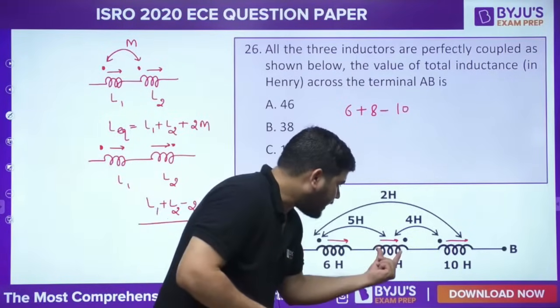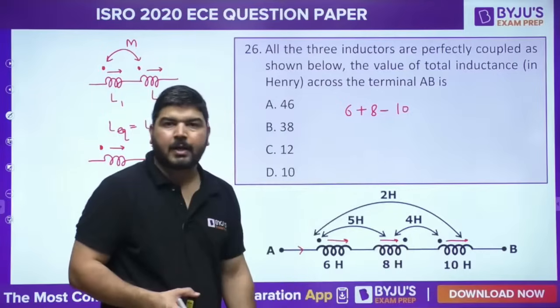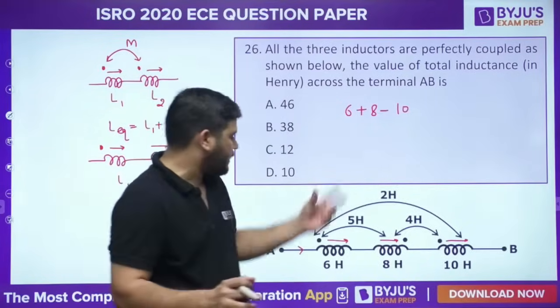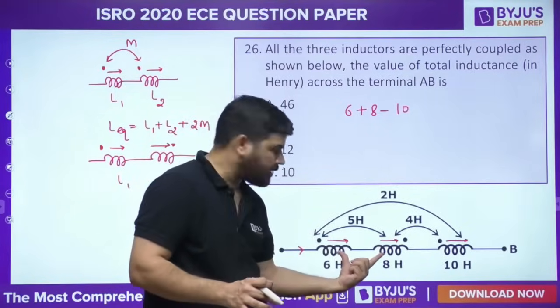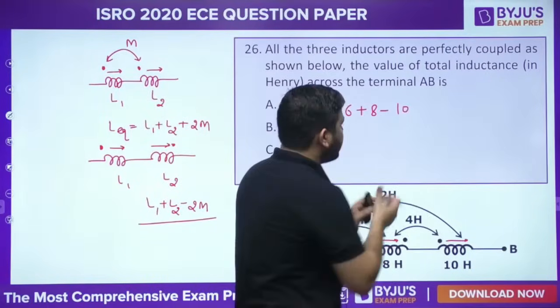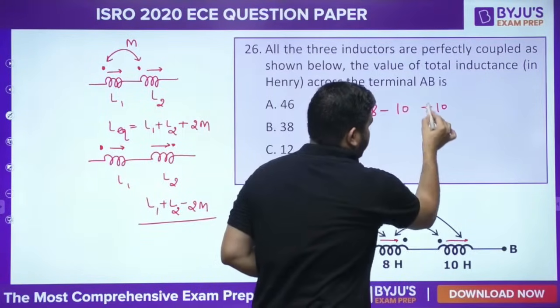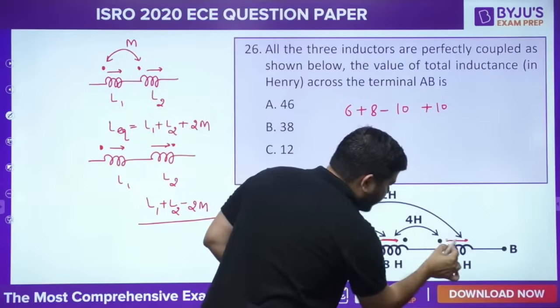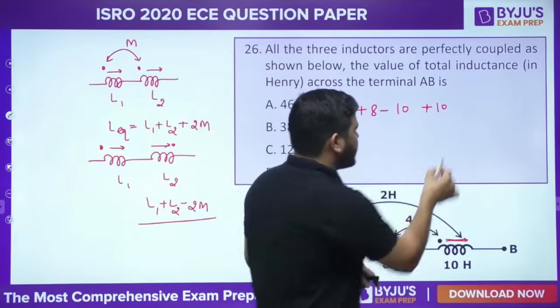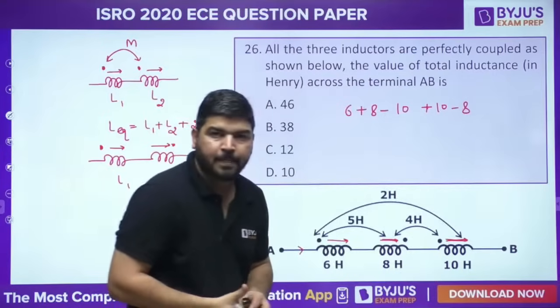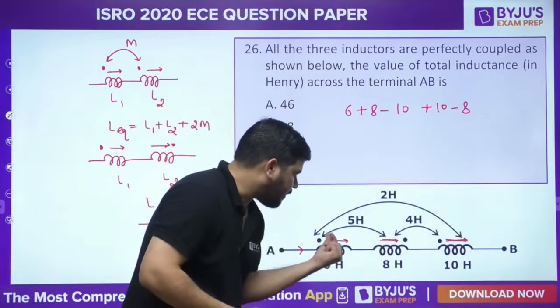So I have to write 8 plus 10, but 8 is already taken care of. 8 is already considered in the first two coils. So 8 plus 10, and you can see that current is entering here and current is leaving here. So I have to write minus 8. Okay, L1 plus L2 minus 2M.